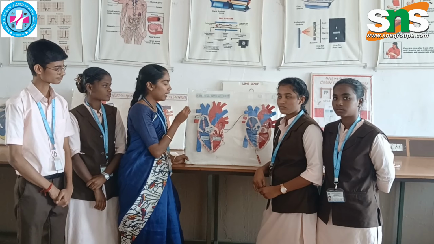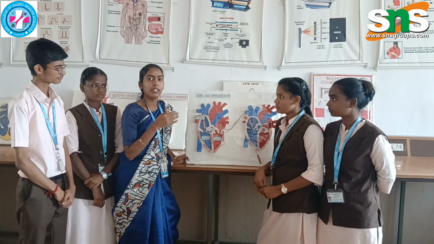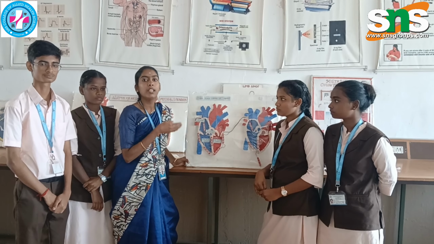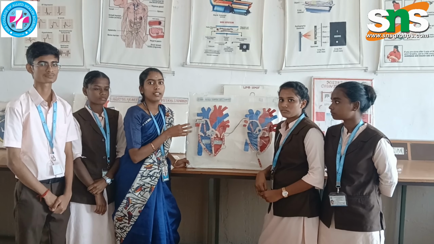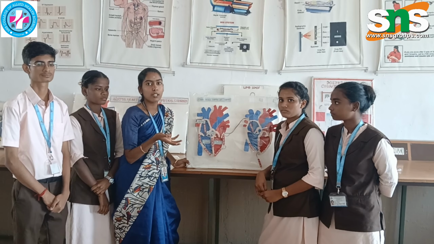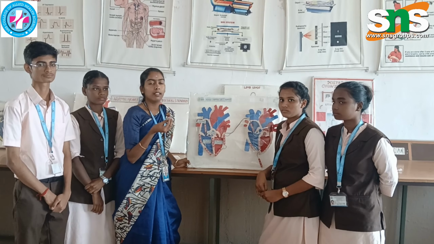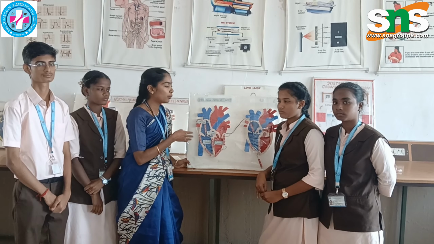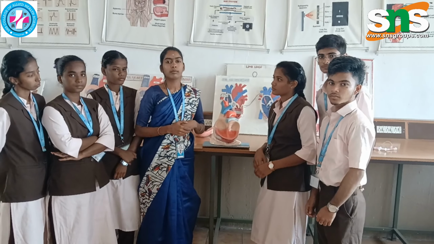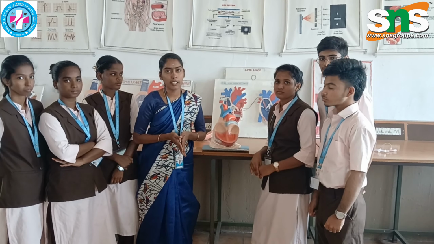The SA node generates the electrical impulse. Then it travels to the other parts of the conduction system. Then the atria contract, and then the ventricles also contract. Then pumping occurs, so the blood is transferred to other parts of the body. Then we will see the circulation of the heart.